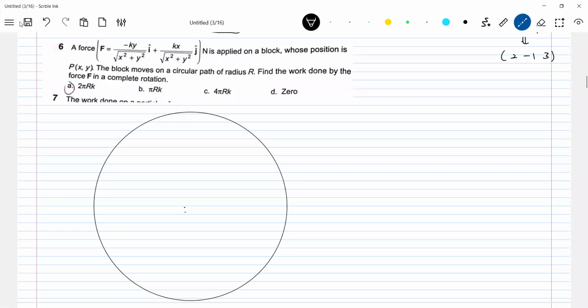This is the x-axis, because the force is given in terms of i cap and j cap, so I'll assume the unit vectors. This is the x-axis, this is the y-axis, where the particle is moving. There's a particle of mass m. Then look at the force, minus i cap. The root of x square plus y square, shall I write it as r?